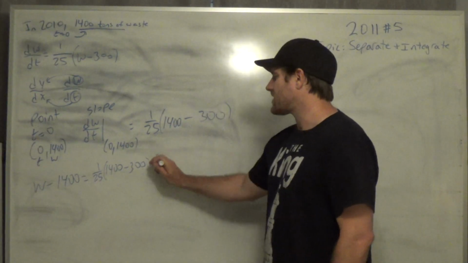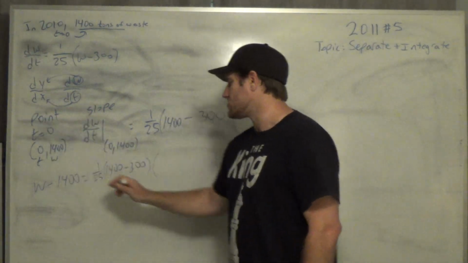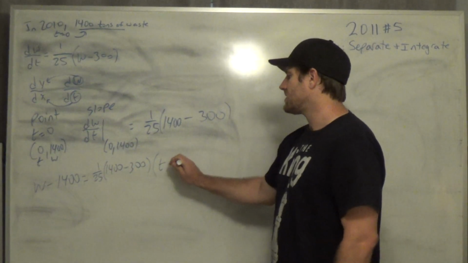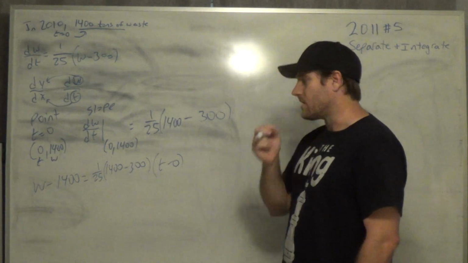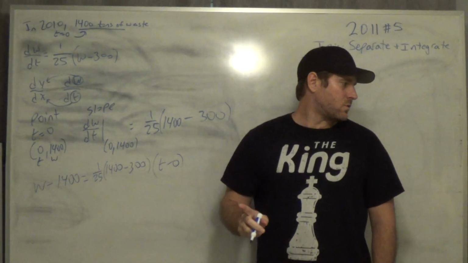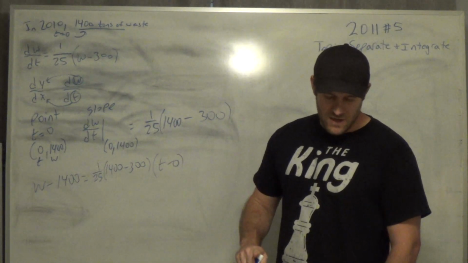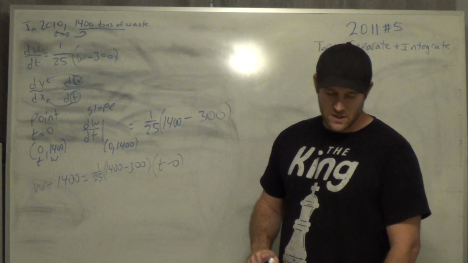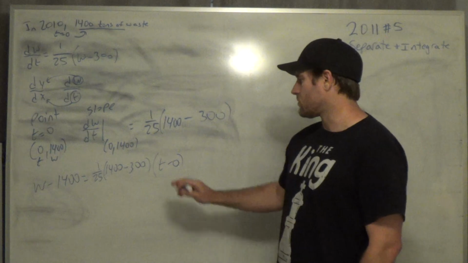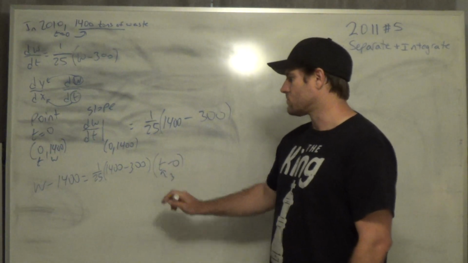So y minus y1 equals m, and then x minus x1. But remember, your x's are t's. So it's actually t minus t1, which is 0. Okay, so that's your first part. Write the equation of a tangent line. The second part is to use this to estimate the amount of solid waste in the landfill after the first 3 months. Or in other words, when time is 3.